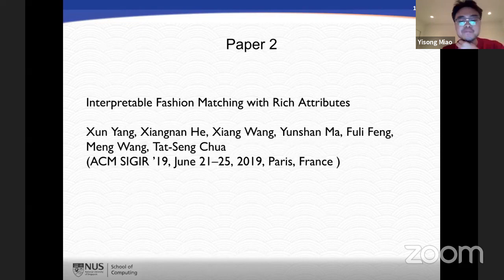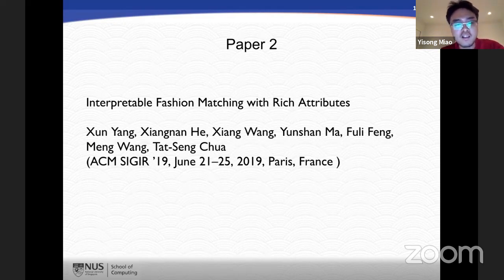The second paper is titled Interpretable Fashion Matching with Rich Attributes by Dr. Sun Yang from Next Group. Next Group does not refer to the group next door. Next is the name of the group. It's from the Next Group in NUS.